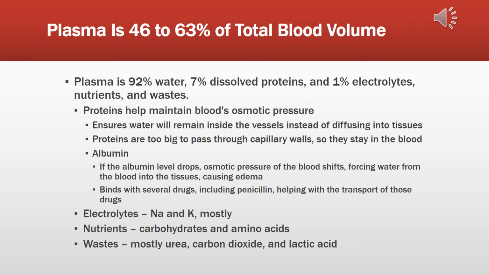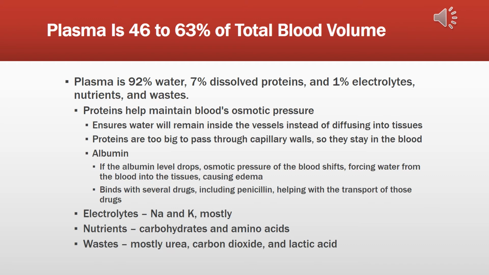Plasma makes up 46 to 63% of total blood volume. Plasma is 92% water, 7% dissolved proteins, and 1% electrolytes or dissolved ions, nutrients, and wastes. The proteins in blood help maintain the blood's osmotic pressure, and the osmotic pressure ensures water will remain inside the vessels instead of diffusing into the surrounding tissues.